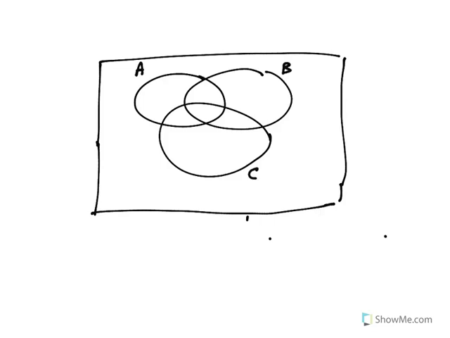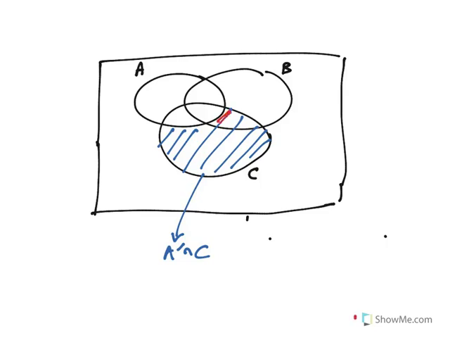Where is the portion for which I have A prime intersect C? A prime intersect C will be somewhere here. I'm going to put it in blue. You can see this blue portion here is A prime intersect C. And A prime intersect B intersect C is somewhere here. So this is the region, A prime intersect B intersect C.